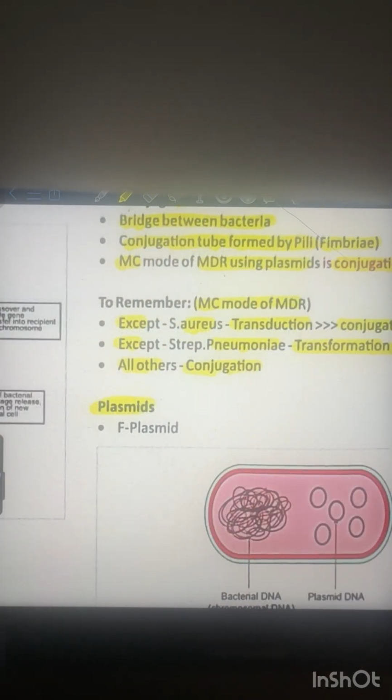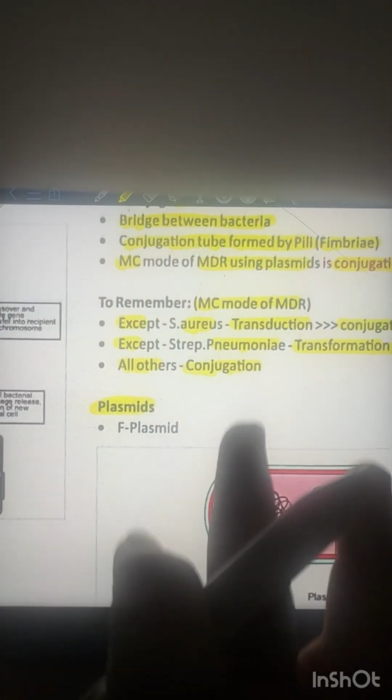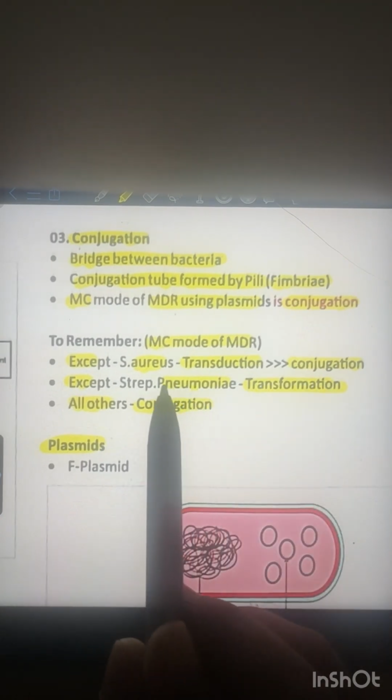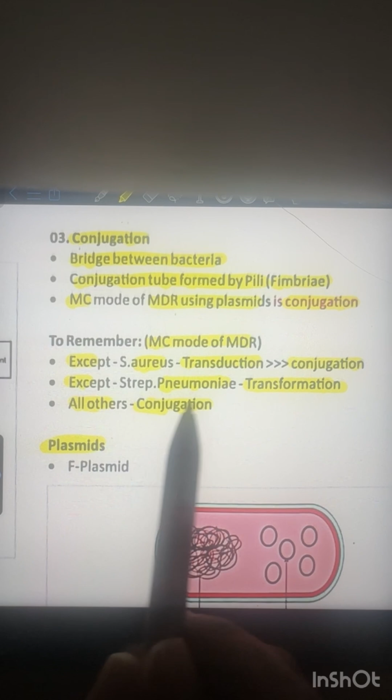Remember, the most common mode of resistance is conjugation. However, in Staph aureus it is going to be transduction that is common, and in Streptococcus pneumoniae transformation is more common. So do you want to finally learn a little more about conjugation? Let's get going. So I've got you something over here.